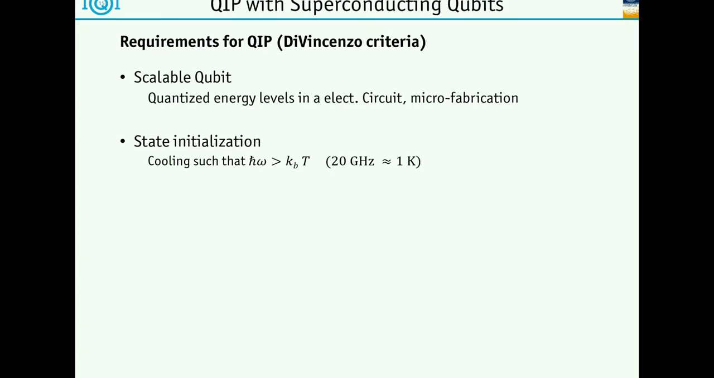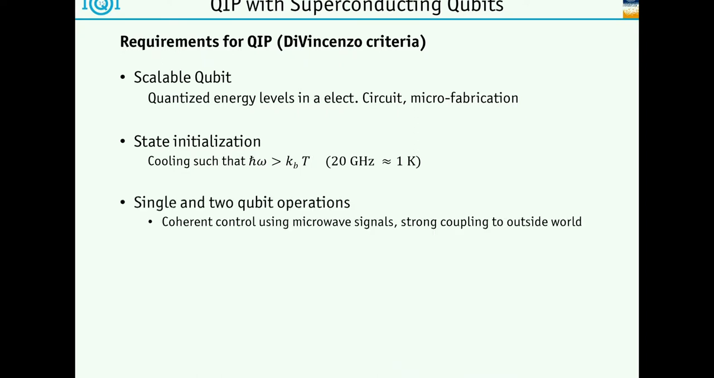We need to be able to initialize the state. In our case, this means we just have to cool them down such that the energy I need for a transition, so the transition frequency, typically a few gigahertz, is actually much larger than the temperature I'm sitting at. A very useful number to remember in this context is that 20 gigahertz is about a Kelvin. So typical qubit frequencies are around 5 to 10 gigahertz. That means that to really ensure that these qubits are in a ground state, we have to go well below 100 millikelvin. But all of that is technology that is totally available.